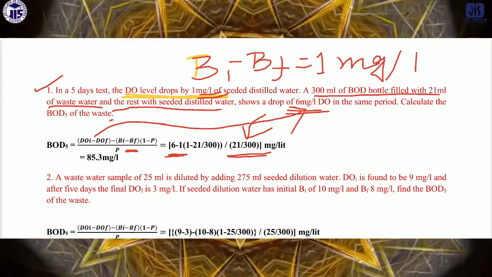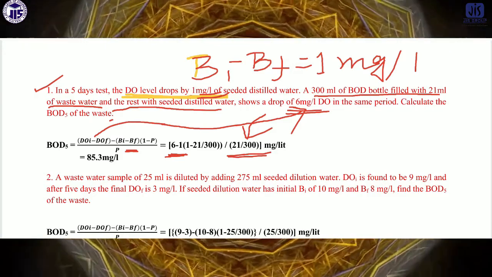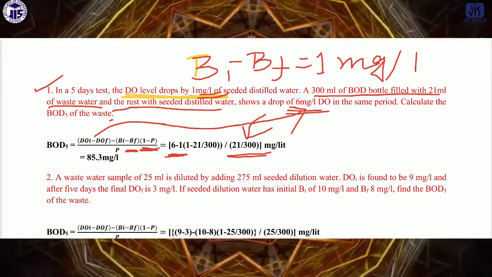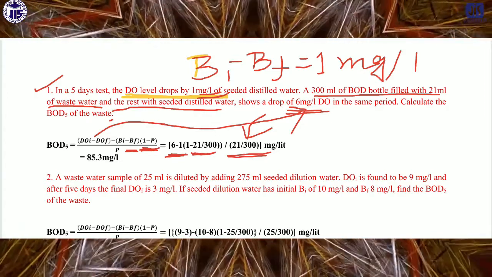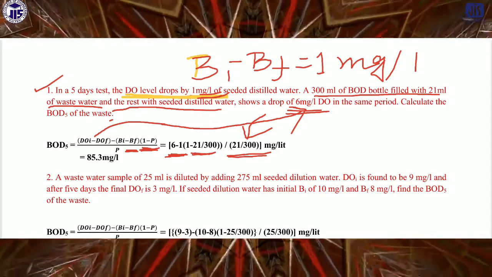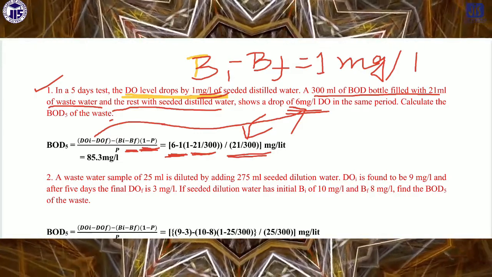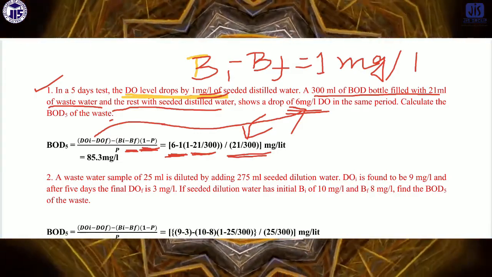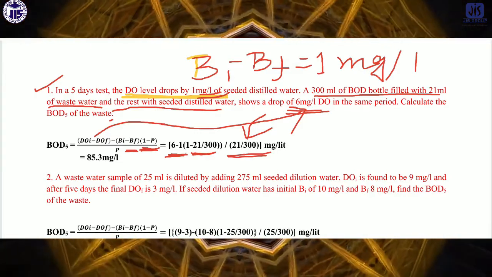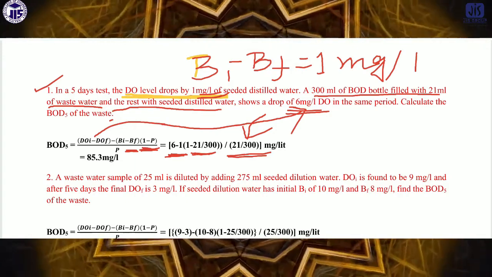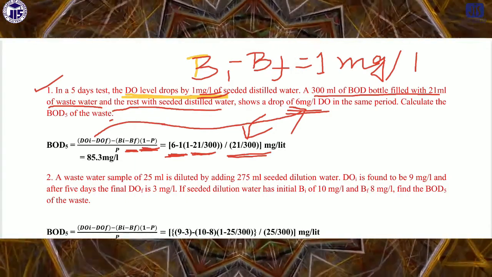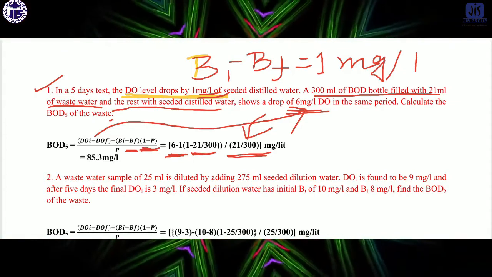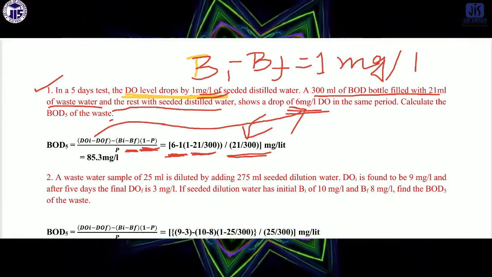Now here, 1 minus p. So 1 minus p means it is 1 minus 21 by 300. Why 21 by 300? Because 21 ml of wastewater and the rest is taken in the 300 ml BOD bottle. So that's why here it is taken as 21 by 300. No problem with these values.